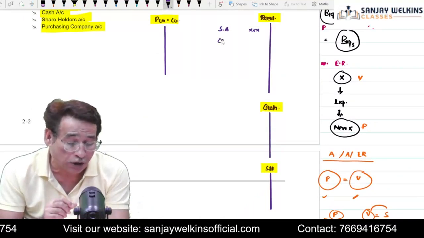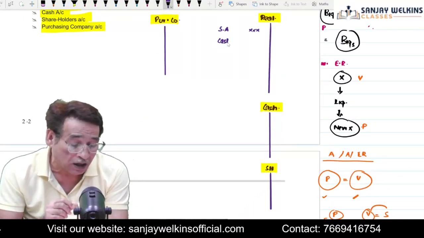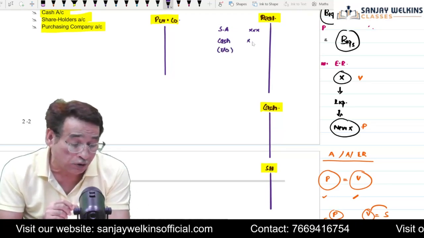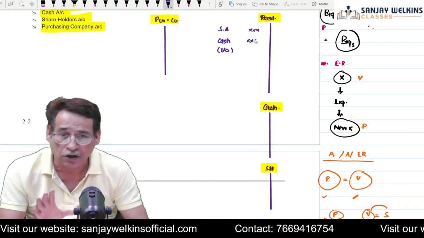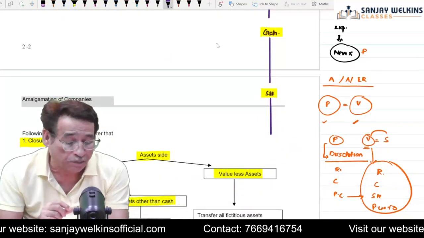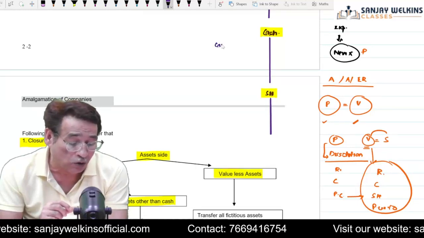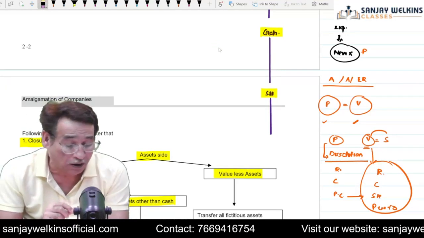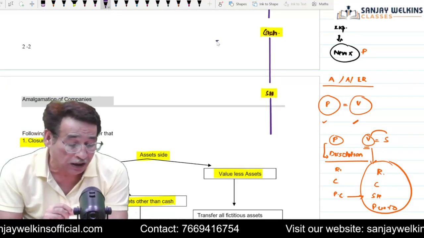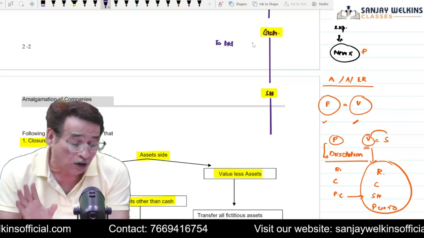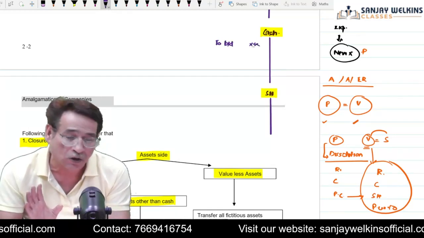If cash account is taken over, then you are going to write it on the debit side. I'm writing in bracket taken over. If cash will be taken over, you are going to put it towards the debit side of the realization account. Now, suppose the question states that cash is not taken over. If cash is not taken over, you are simply going to write here to balance brought down. If cash is not taken over, then you are simply going to put it on the debit side of the cash account. Only regarding cash, you have to exercise caution.